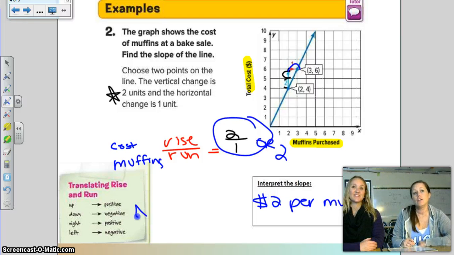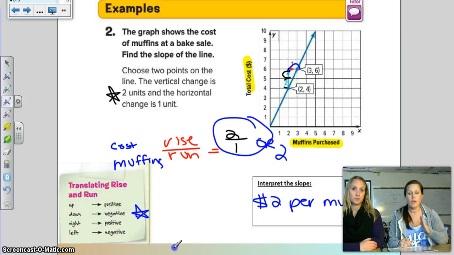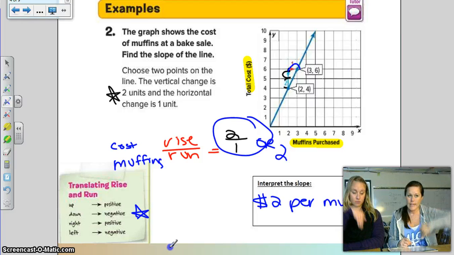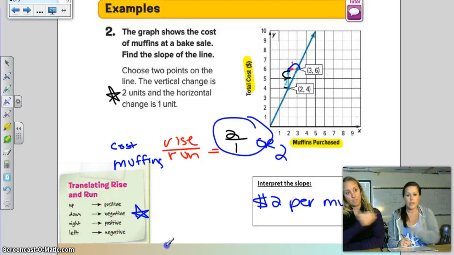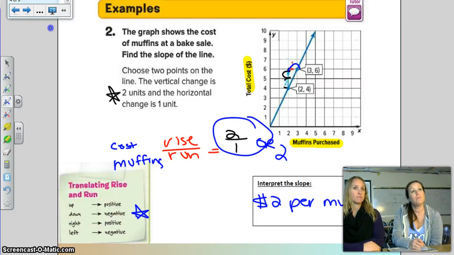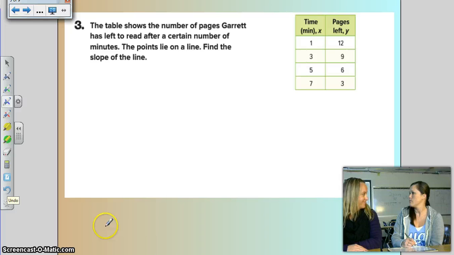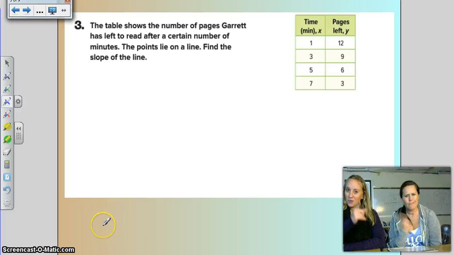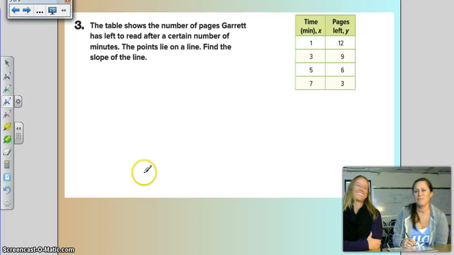Okay, and then here's another thing. If you have a line going up, it's positive. If it's going down, it's negative. And if you're going right, it's positive. If you're going left, it's negative. Like the rules of the road. Okay, write that down.